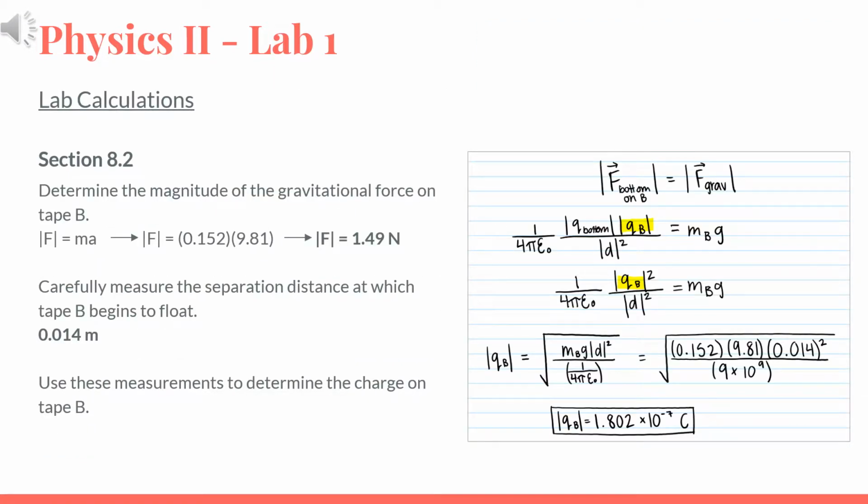Since the floating tape B is motionless, this means the net force acting on tape B is 0. Because both the electric force and the force of gravity on tape B are the only forces acting on this floating tape, this means the magnitudes of those two forces are equal. The charges on each piece of tape are hypothetically the same since they are the same size, shape, and material. So after we set the magnitudes equal to each other, we can rewrite the two different charges as just the charge of tape B squared. Then we can rearrange that equation to solve for the charge of tape B, which is calculated to be 1.802 times 10 to the negative 7 coulombs.